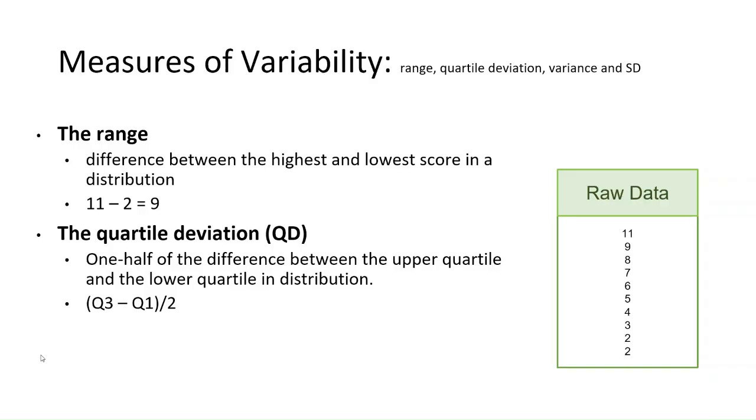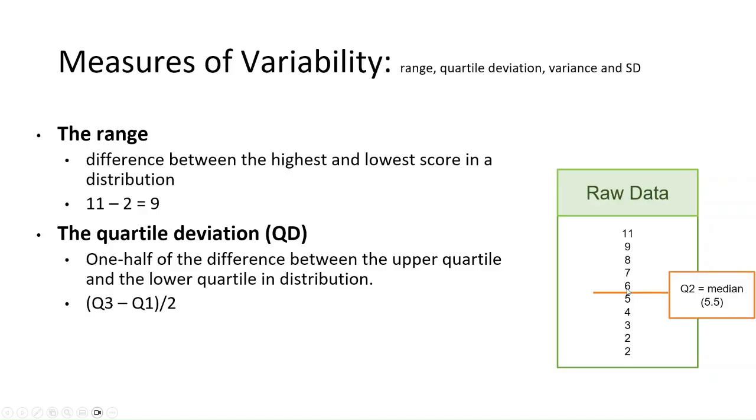It's calculated by taking the difference between the upper quartile, Q3, and the lower quartile, Q1, and then dividing that by 2. Let's walk through an example. First, you're going to find the median, or the second quartile. In this data set, the middle two numbers are 5 and 6, right? So the median is 5.5.